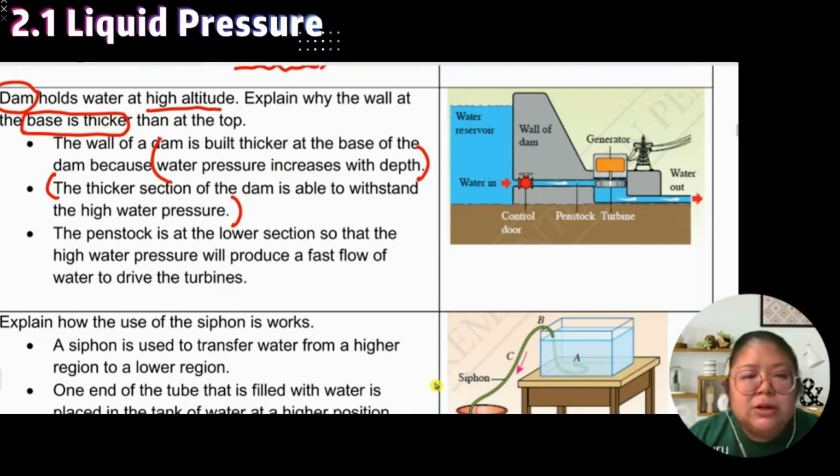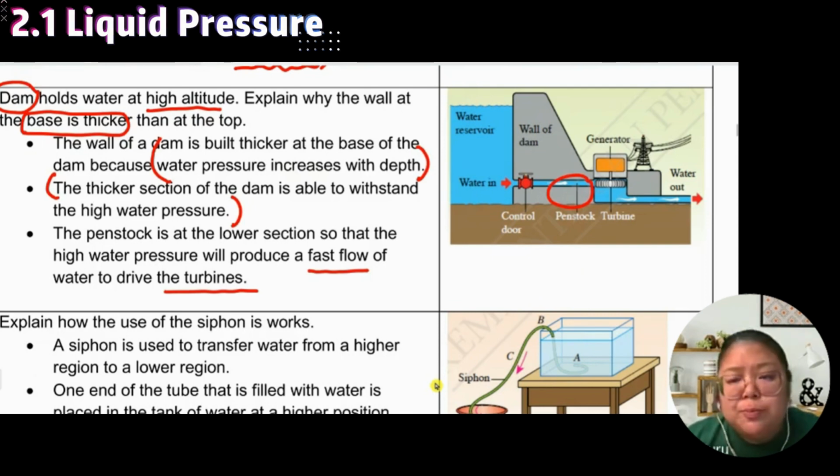So the penstock is at the lower section. This one is a penstock, which generates electricity. At the lower section, the high water pressure will produce a fast flow of water to drive the turbine. So from here, the turbine must be put at the bottom. It cannot be put at the top. If you put it at the top, the water pressure is not strong. So they must put it at the bottom, where the water pressure is very strong. Then the water just goes in, and your turbine can turn faster. When it turns faster, that means it can generate electricity.